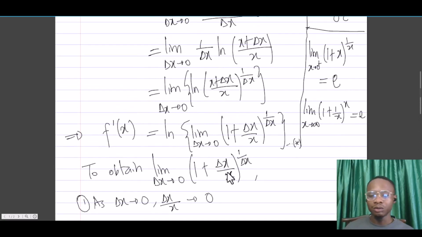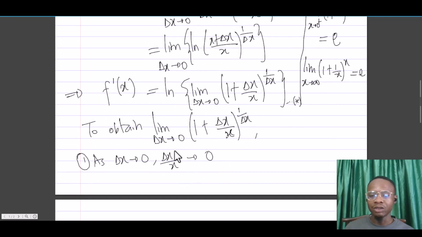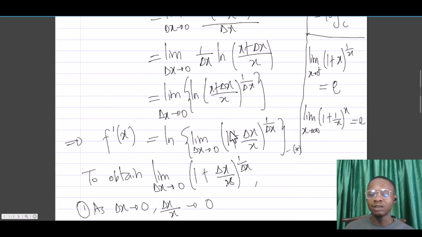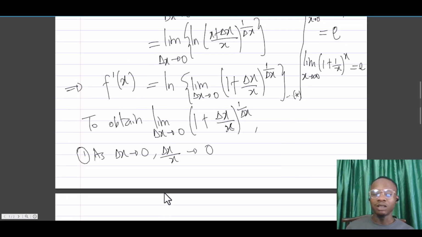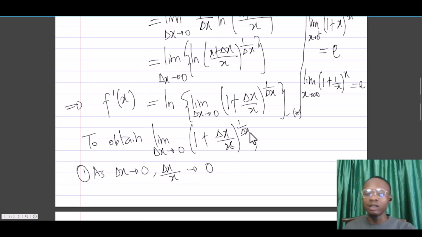So we will go back to the function. Here we have delta x over x already. So we can leave it like that. It is already 1 plus delta x over x, where delta x over x will be the variable. Okay. So that means that with this, instead of writing limit as delta x approaches 0, I can write limit as delta x over x approaches 0. So that is that about that part.